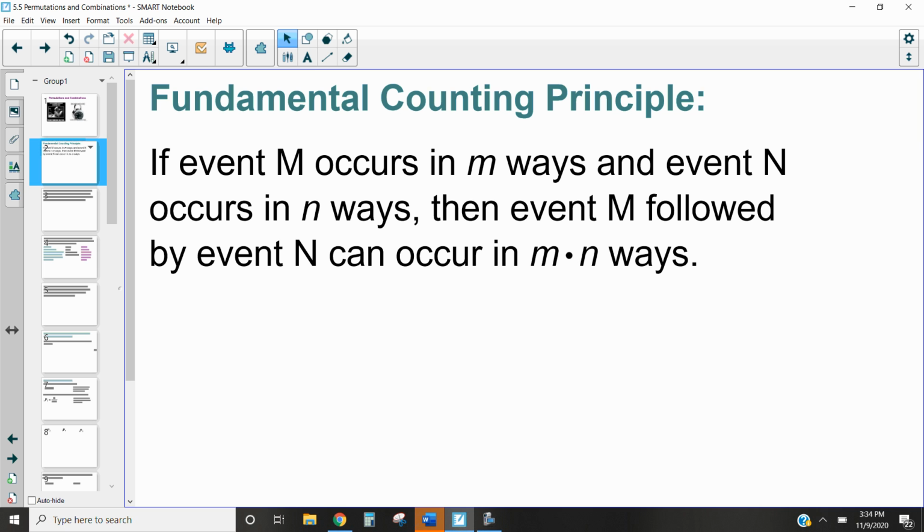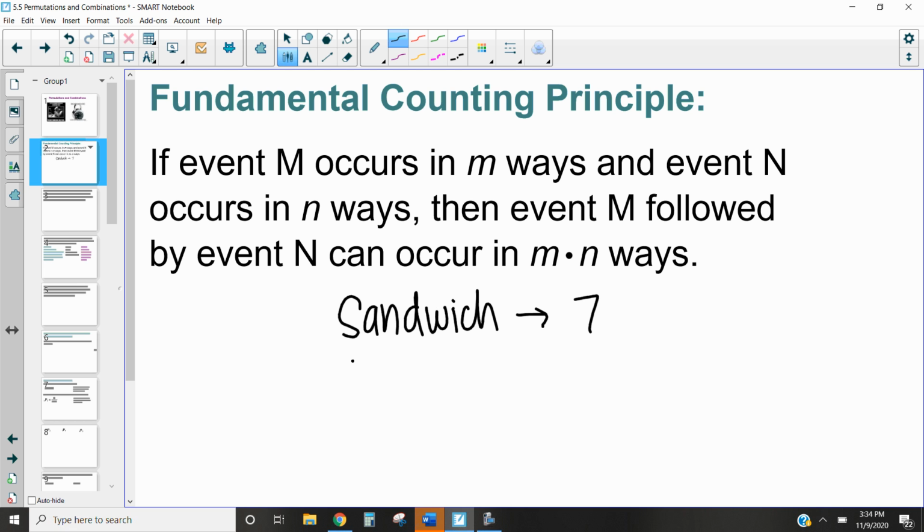So really what this is telling us is, say for example, I had the event of picking a sandwich, and I had 7 sandwiches to choose from. And then I also wanted to get a drink with my sandwich, and I had 6 drinks to choose from. The number of ways that I can get a sandwich and a drink, the number of combinations that I can get together, is going to be 7 times 6, or 42 different options that I can choose from there.